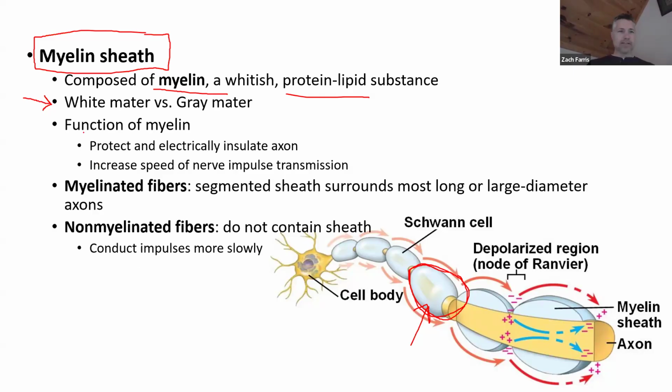Here's the reason. Here's the function of that myelin sheath. Why do we have it in some areas? And honestly, a more important question is why do we not have it in other areas? But let's talk about the why. Why do we have it in some of these places?